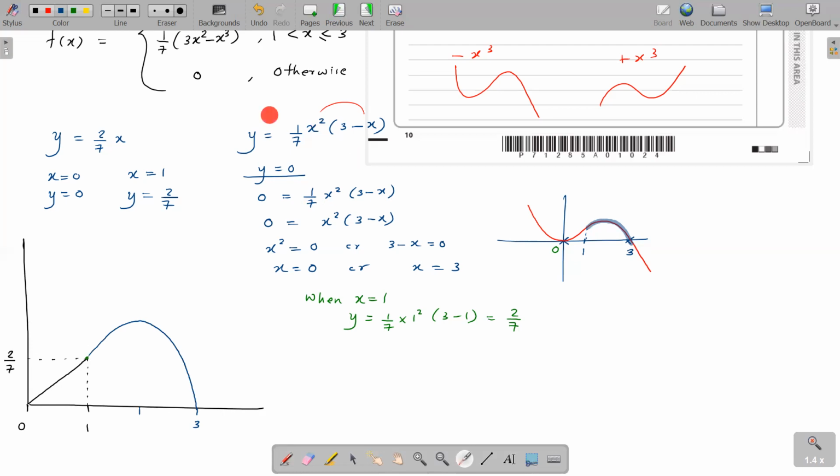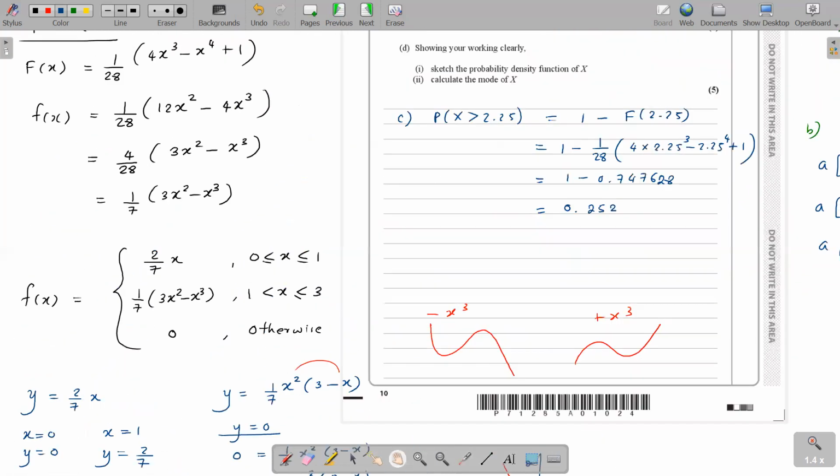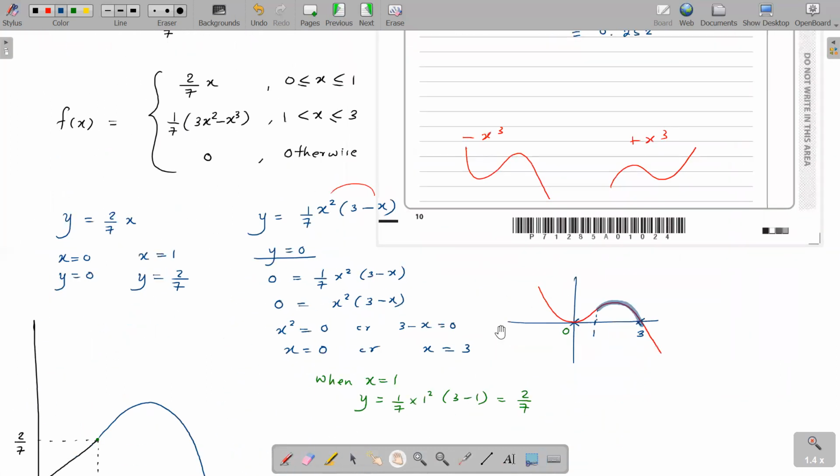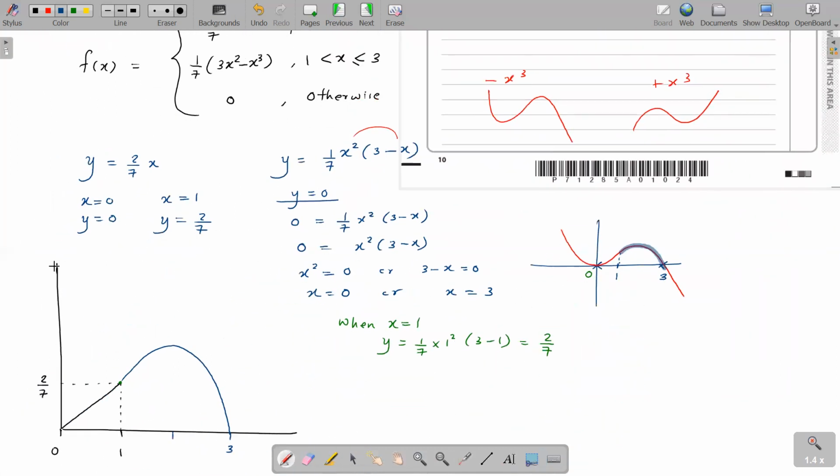Okay, so you can check whether this is correct or not. You could input this in the calculator and give some x values to see whether your y values are rising above 2/7. So this is roughly how your graph should look. Is this clear? So this is the sketch of your graph. Sketch the probability density function of X. So this is it. I only had to draw this section of the graph.